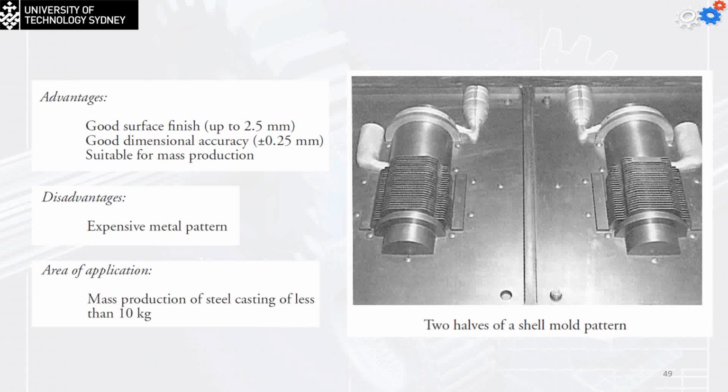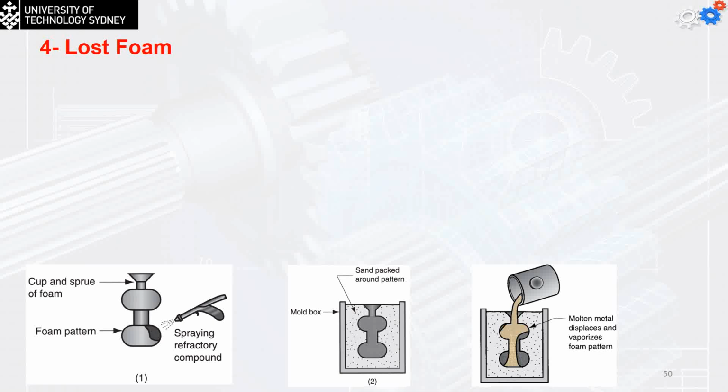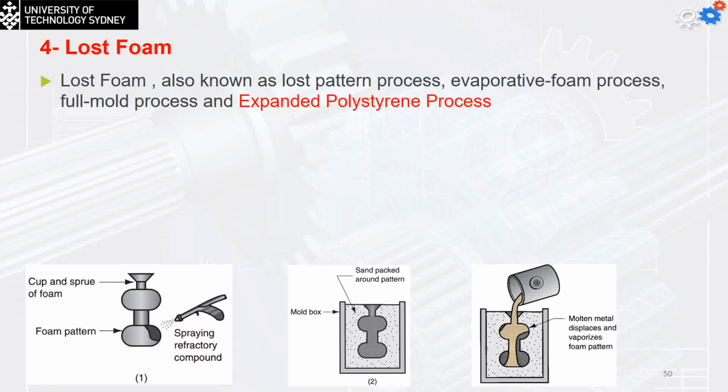Again, to make the pattern made of foam. Now once again, I can make the foam mold filled with the material of the foam to have the geometry of the part required. Put this one in a sandbox filled with the sand. I'm not going to remove the pattern. It's going to stay there. When I'm going to pour the metal, simply it is going to melt the foam and replace it.